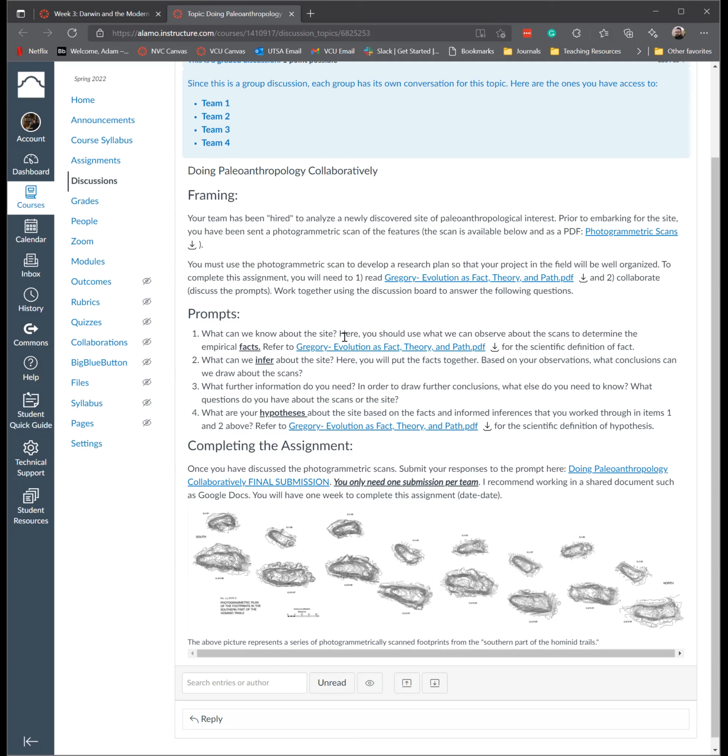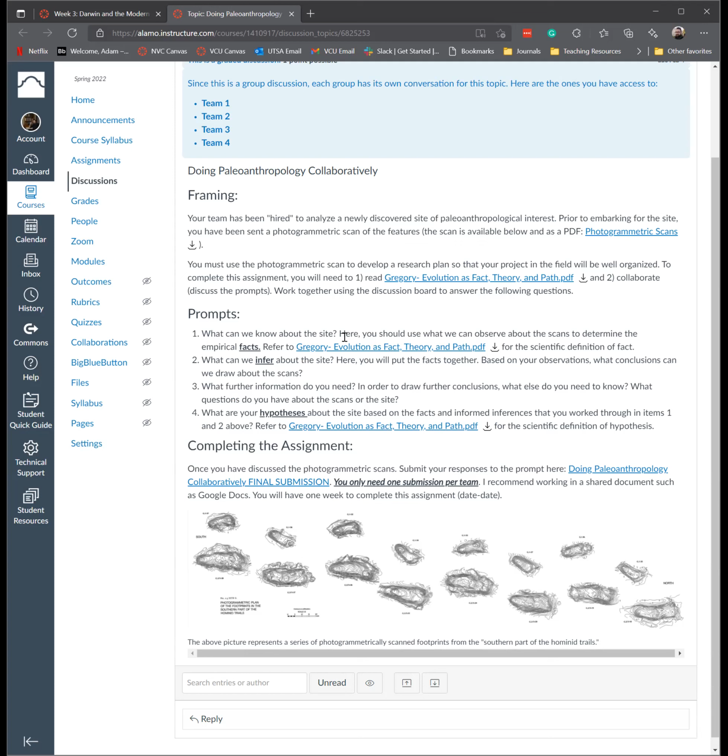Then the next thing is, what are the questions you need to ask? What further information do you need in order to draw additional conclusions? Looking at the facts that you have and the inferences that you made, what more do you need to say something else? And finally, the fourth question is to generate some hypotheses about the site. Remember, hypotheses are testable assertions, testable statements about some aspect of the natural world, in this case, these footprints.